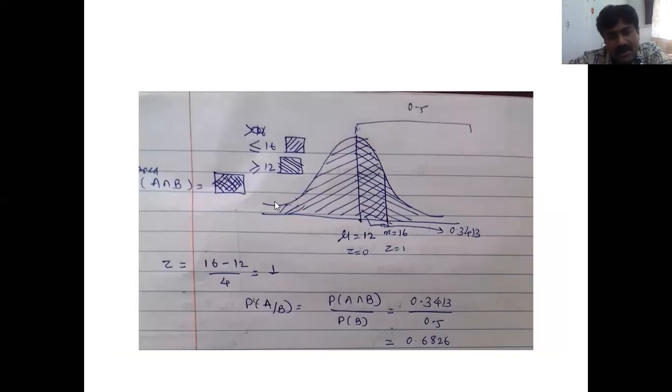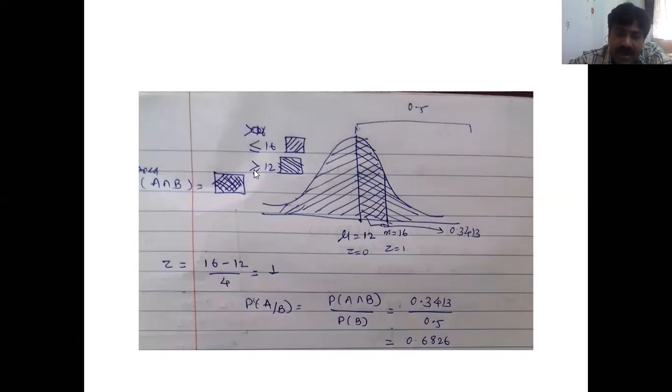So first a bell-shaped curve is drawn, right? The mean is 12. The first condition is x less than or equal to 16. So this is how I represented the shaded area for x less than or equal to 16. First we mark x equal to 16. Obviously 16 is more than 12, so it will come to the right side. So less than or equal to 16 will be this complete area, right?